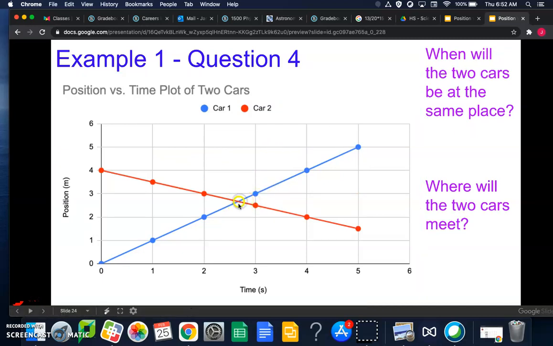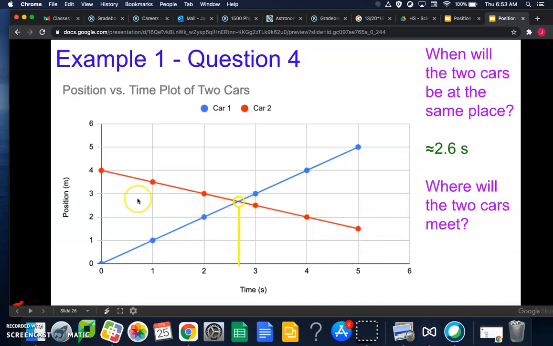Well, we can tell that from the intersection here. So the first question is asking when, so we want to follow that down to the time, which is down here. We can see that that's in between 2 and 3, but probably a little bit closer to 3 than it is to 2. So I estimated this as about 2.6, maybe 2.7 seconds. Where will the two cars meet?